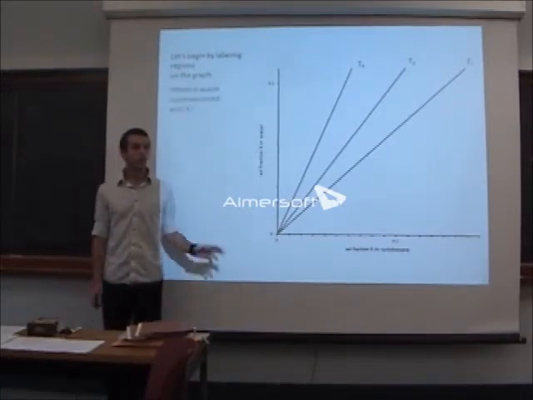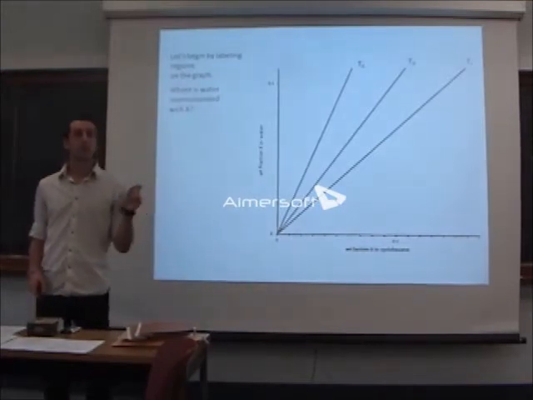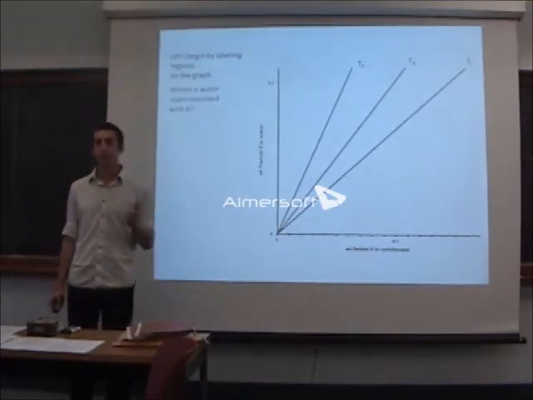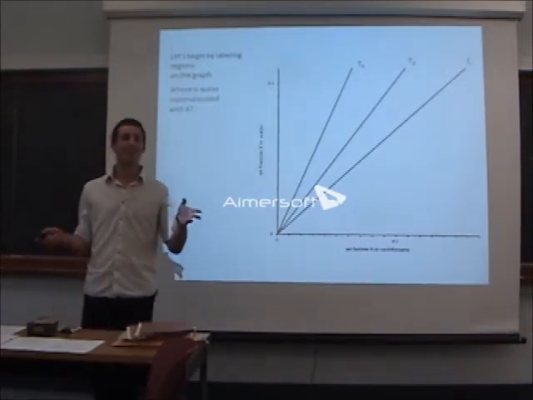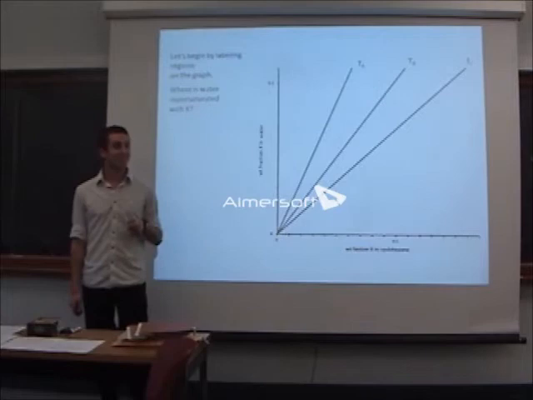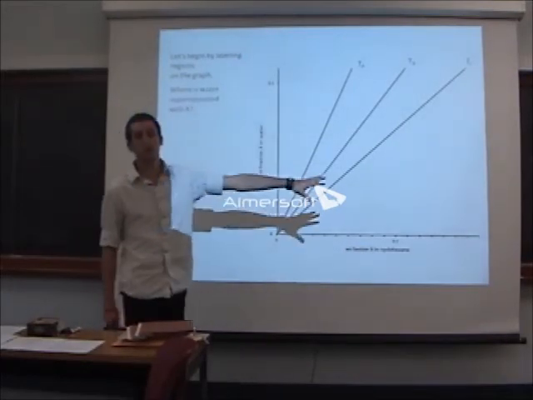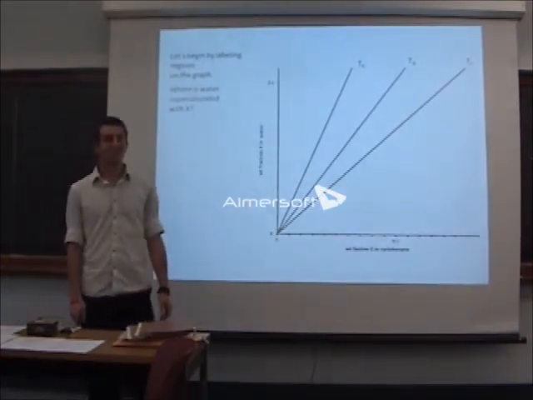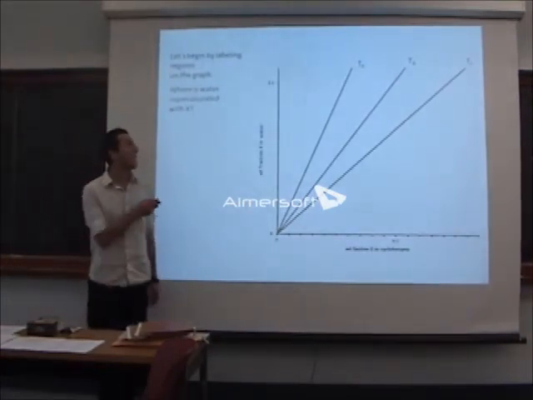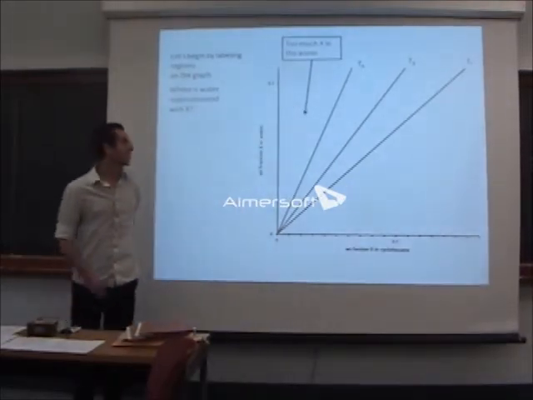Can anyone tell me what part of this graph the water is supersaturated with X? So there's too much X in the water. Come on, you guys had to come up with this to do the problem. Which side of the equilibrium lines? Above it or below it? Above it. This side will have way too much X in the water.